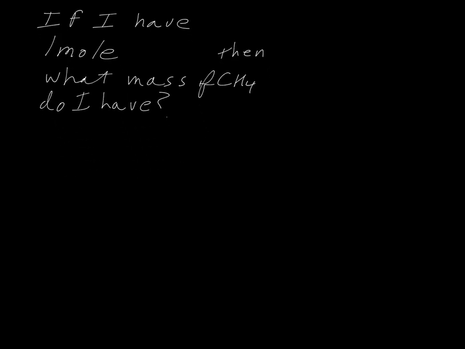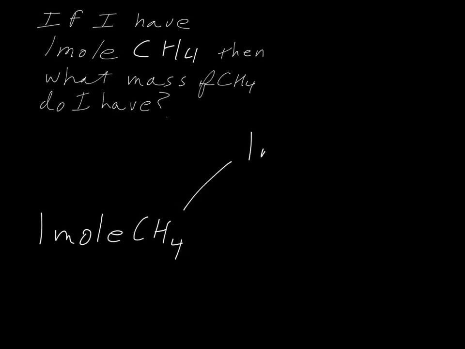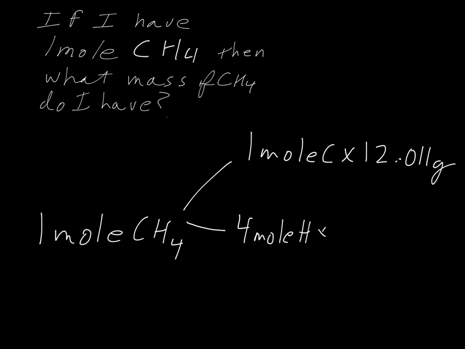All right, so if I have 1 mole of methane, then what mass of methane do I have? Well, if I have 1 mole of methane, that means I have 1 mole of carbon atoms. And according to my periodic table, 1 mole of carbon atoms is 12.011 grams. If I have 1 mole of methane, I also have 4 moles of hydrogen, and each mole of hydrogen has a mass of 1.008 grams.